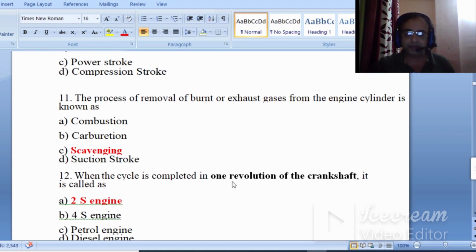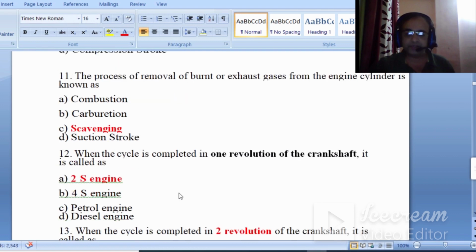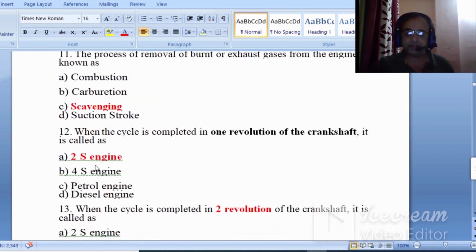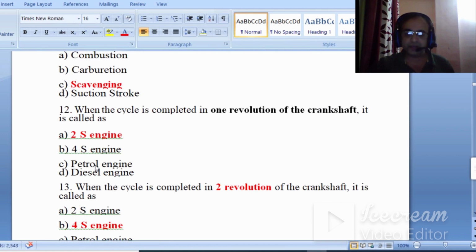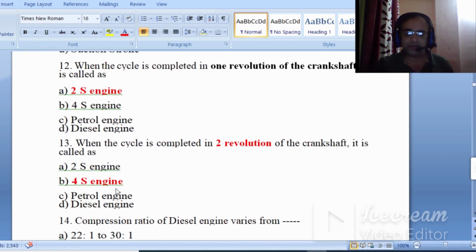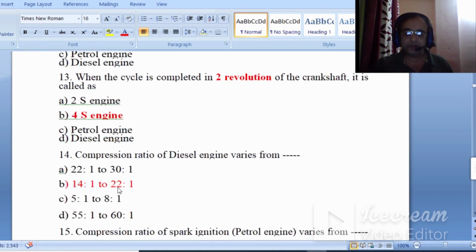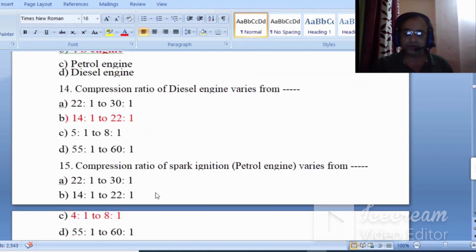When the cycle is completed in one revolution of the crankshaft, when there is only one revolution of the crankshaft, then that engine is actually a two stroke engine. And likewise when the cycle is completed in two revolutions of the crankshaft, it is called a four stroke cycle engine or 4S engine in short. Compression ratio of diesel engine is about, or it changes from 14 as to 1 to 22 as to 1.